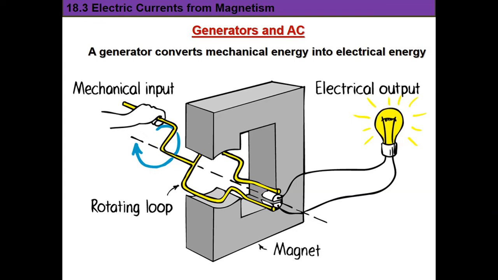We know that we always have a conservation law of energy. Always the energy is transformed from one form to another. So this electrical energy given by a generator, where is it coming from? It's coming from mechanical energy. So a generator converts mechanical energy into electrical energy.